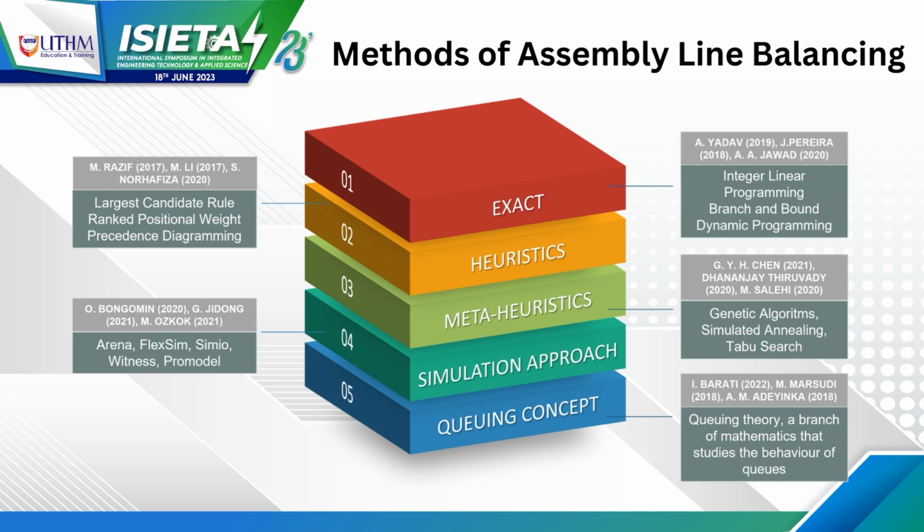Last but not least is the queuing concept method. The queuing concept method is a mathematical approach to analyze the performance of a production line. This method is based on queuing theory, a branch of mathematics that studies the behavior of queues. In the queuing concept method, the production line is viewed as a series of interconnected queues where tasks arrive randomly and are processed by the workstations.